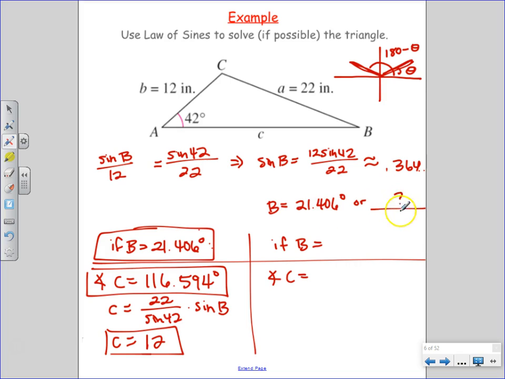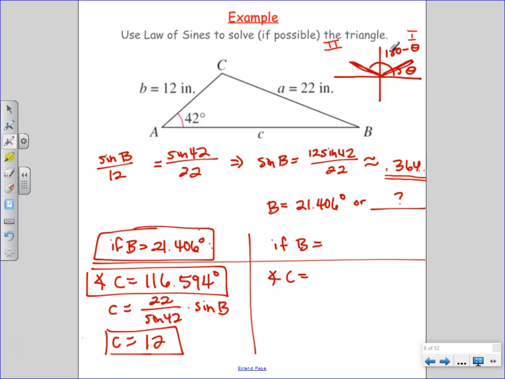Now, why do I have an "or"? Here's why. Where is sine positive? Quadrant 1 or quadrant 2. Now, dilemma. What kinds of angles are in quadrant 1? Angles between what and what degrees? 0 and pi over 2, or in degrees 0 and 90.